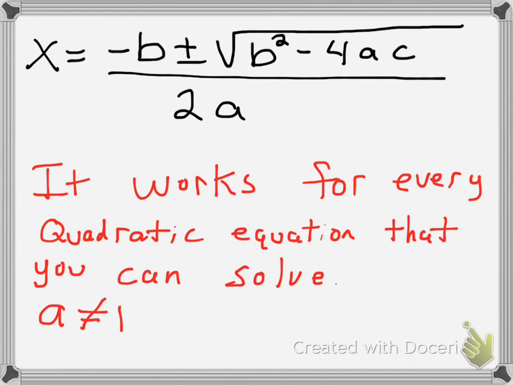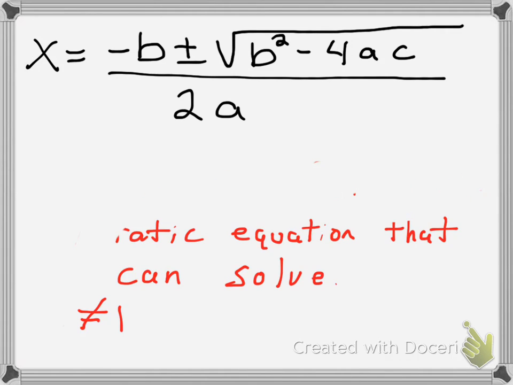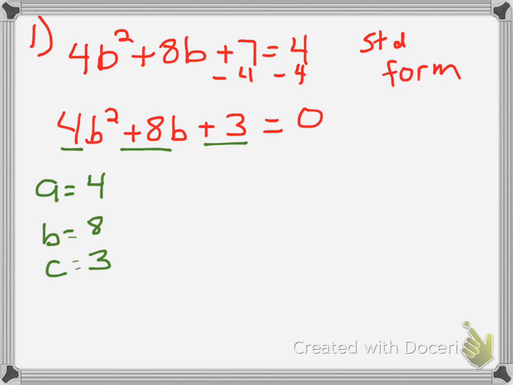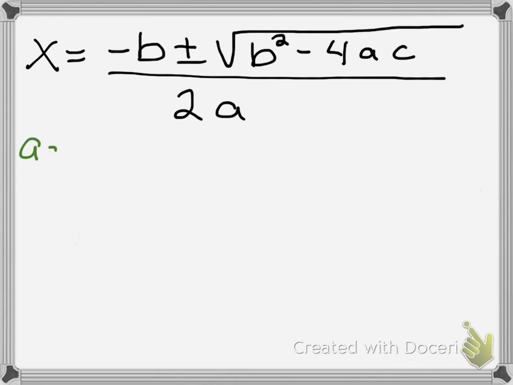Now, let's use this quadratic formula. I'm going to erase this and show you that it works. Okay. Alright, so let's recall what A, B, and C were. A is 4, B is 8, and C is 3. Guys, all I'm going to do now is just plug and chug into my formula. That is all I'm going to do.